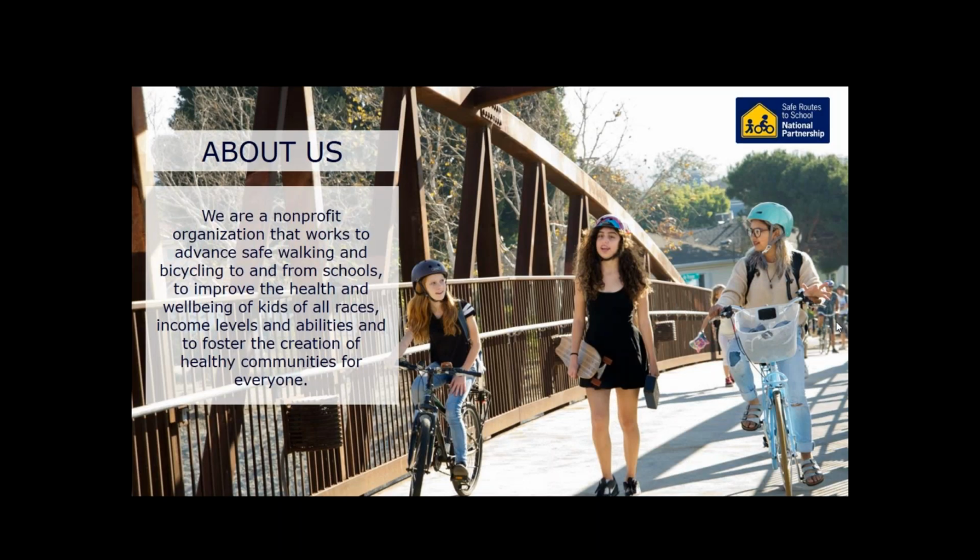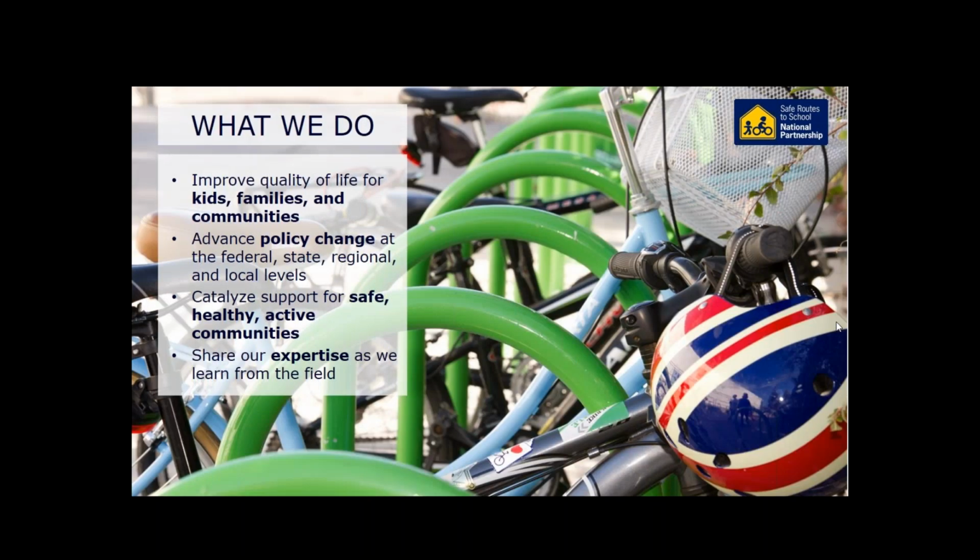Okay, let's go ahead and get started. I want to start first with a little bit about the Safe Routes to School National Partnership, if you're not familiar with us. We're a national nonprofit organization working to advance safe walking and biking to and from schools and in communities. We're working to improve the health and well-being of kids of all races, income levels, and abilities, and fostering the creation of healthy communities for everyone. A little bit about what we do more specifically. We're working to improve the quality of life for kids, families, and communities. We advance policy change at the federal, state, regional, and local levels. And we catalyze support for safe, healthy, and active communities. And we share our expertise as we learn from the field.